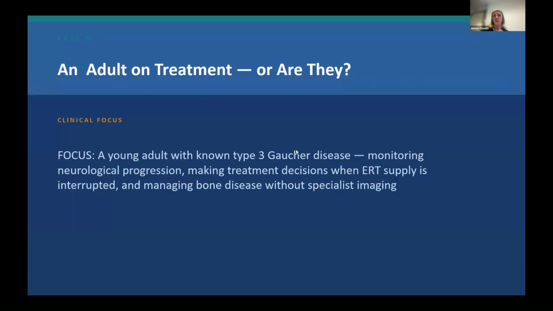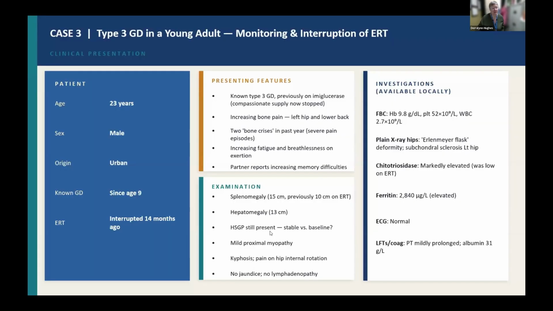Now I think we're going to move to an adult. So this is our final case in this section. I'll go through it fairly briefly in view of time. So this is about a young adult who is known to have neuronopathic Gaucher disease, having monitoring for disease progression, and the ERT supply was interrupted.